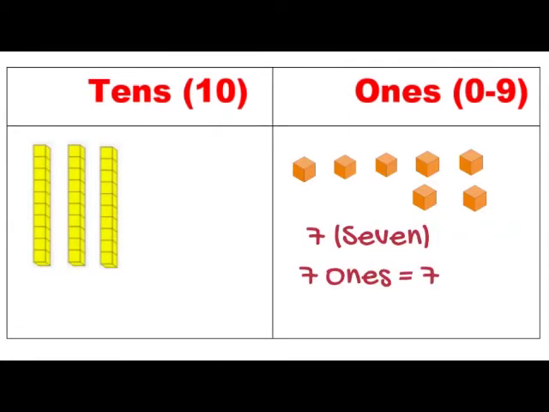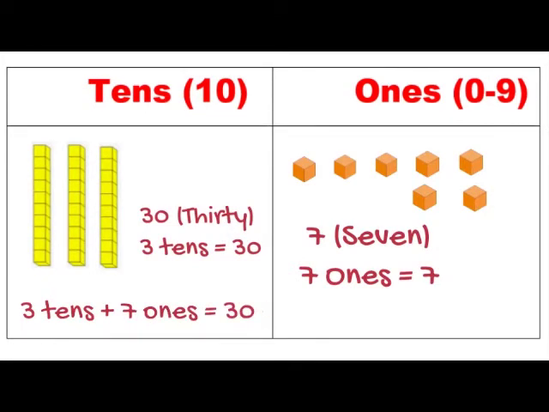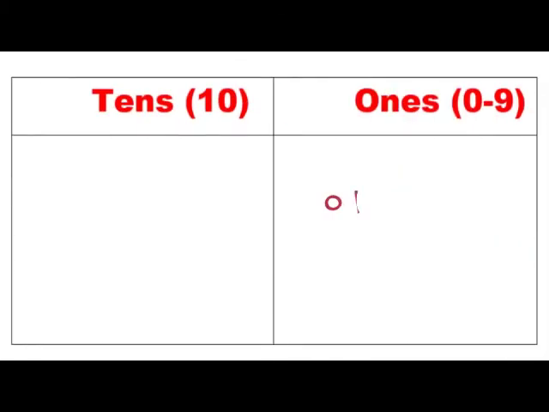Seven, 7 ones is equal to 7. And now in the tens column, we can see 3 blocks. So tell me how we can write that? Correct, 30. So 3 tens is equal to 30. 3 tens plus 7 ones is equal to 30 plus 7 is equal to 37. Thirty-seven, 37 is the number name, and 30 plus 7 is the expanded form.